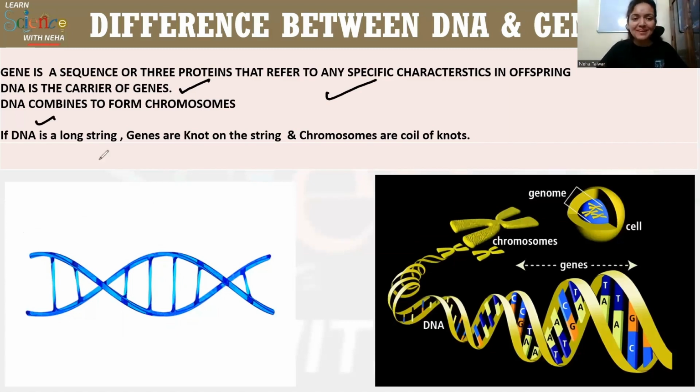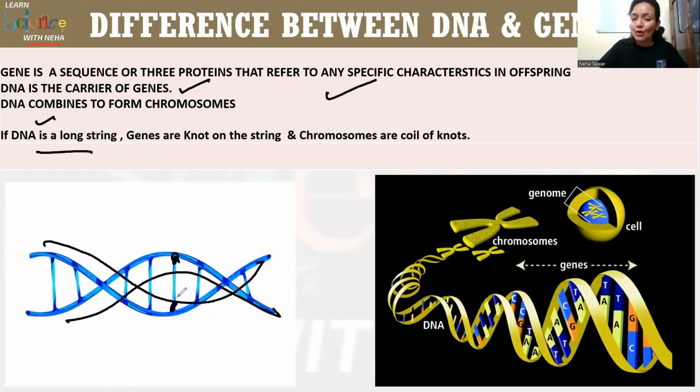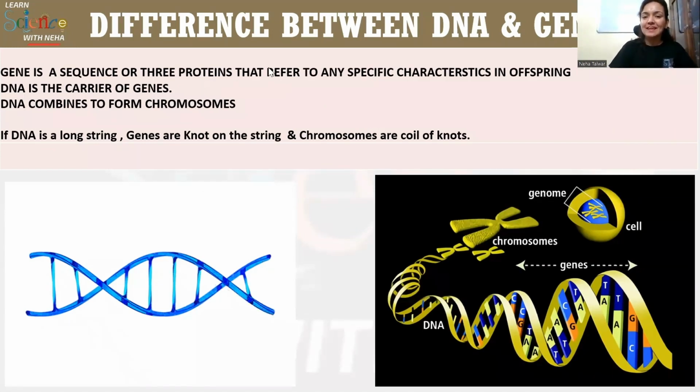So how will you remember it? DNA is a long string like this. Genes are small knots, and chromosomes are coils of these knots together. Denser, denser, and denser. Now comes the next part.